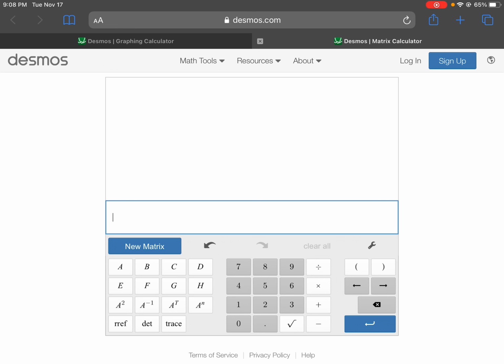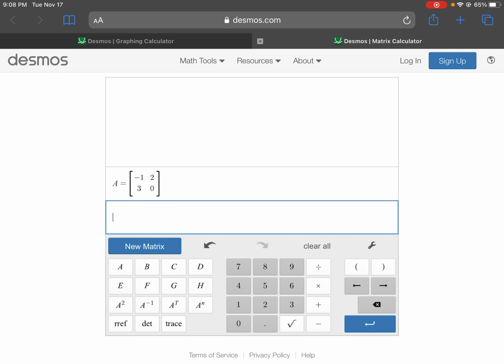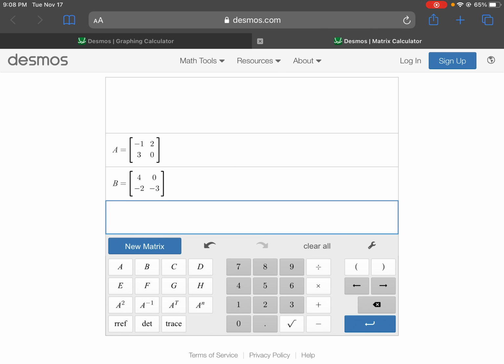This is desmos.com/matrix. And the first thing we want to do is store matrix A, B, and C. So I'm going to click on New Matrix. Over on the notes, matrix A is a 2 by 2 matrix, and it has elements -1, 2, 3, and 0. Matrix B is also a 2 by 2 matrix. So let's click New Matrix. Matrix B has elements 4, 0, -2, -3.